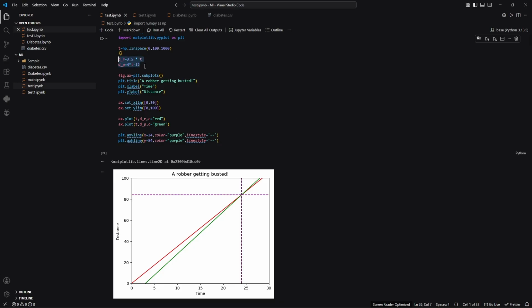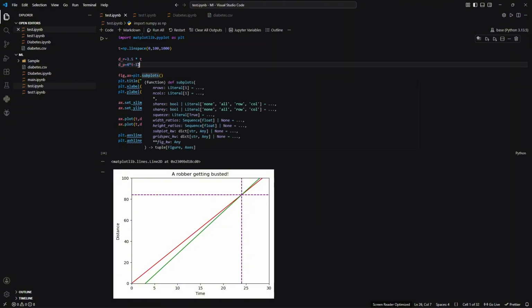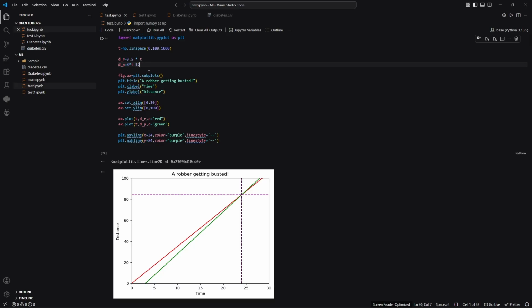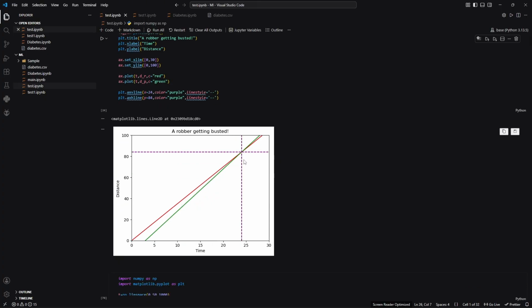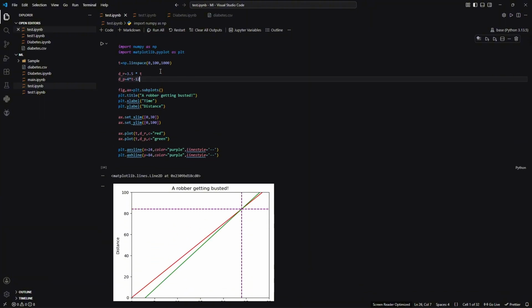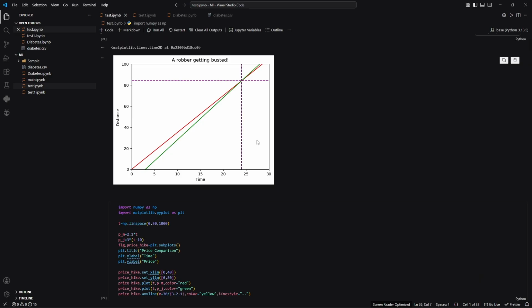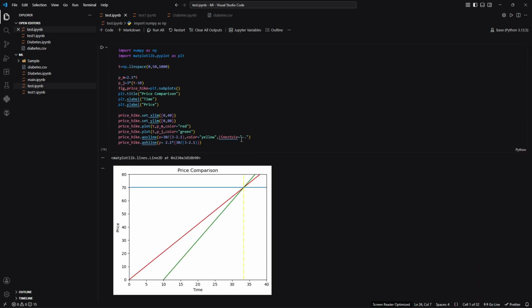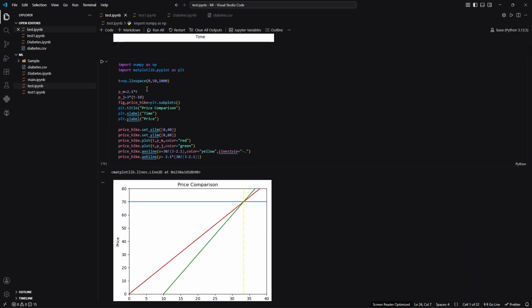They are two equations, and I wanted to find where they meet each other. For example, this is just a robber and police example, where the robber is trying to escape from the police, but the police is chasing him down. Now this graph shows at which time and which distance the police catches the robber, and this is a really fun example of plotting using matplotlib.